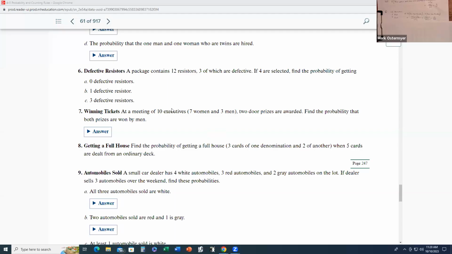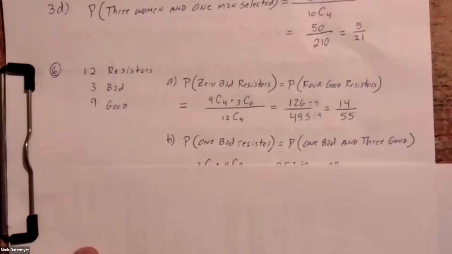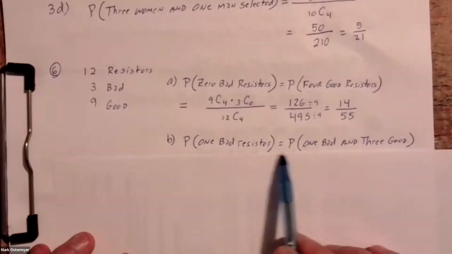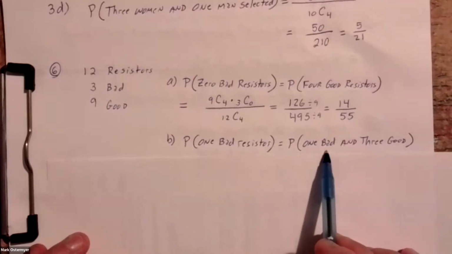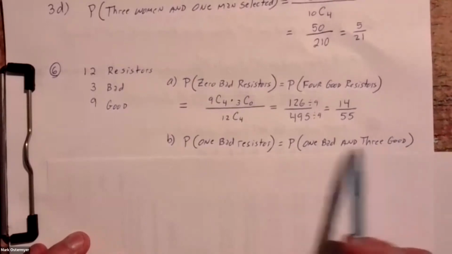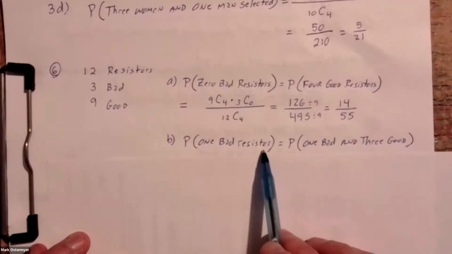Now for B, what's the probability of selecting 1 defective resistor? The probability of selecting 1 bad resistor is equal to the probability of selecting 1 bad and 3 good resistors. Because again, remember, we're selecting 4 resistors. So 1 bad and 3 good is the same thing as saying the probability of selecting 1 bad resistor.